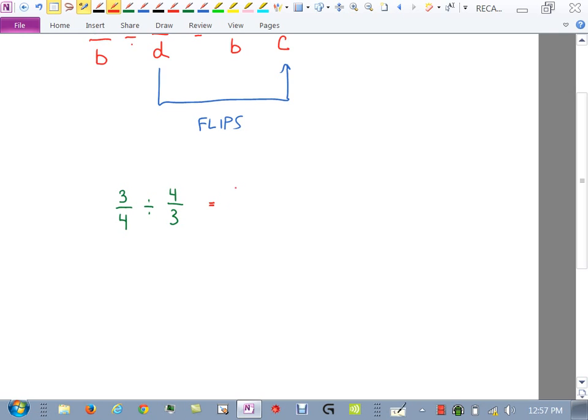So this really means 3 over 4 times what? 3 over 4, right? So flip that second fraction over. And now multiply straight across, and you get 9/16. So that's not the same as what you would have gotten had you canceled everything. So just remember to flip before you do any operations.